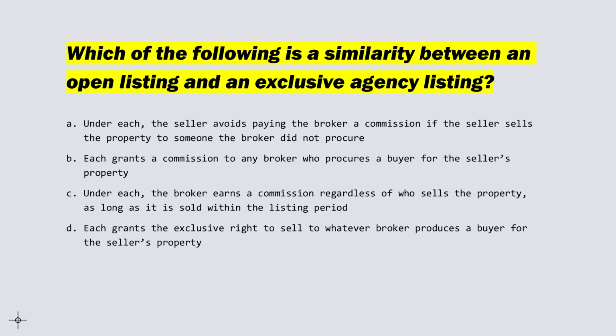B. Each grants a commission to any broker who procures a buyer for the seller's property. C. Under each, the broker earns a commission regardless of who sells the property, as long as it is sold within the listing period. And D. Each grants the exclusive right to sell to whatever broker produces a buyer for the seller's property.